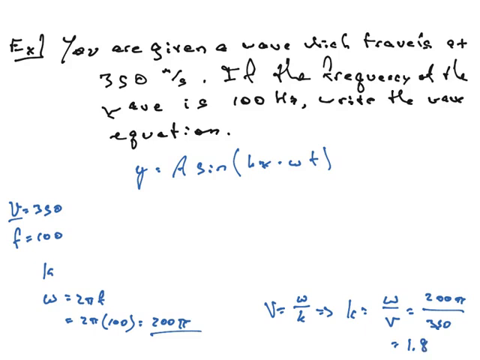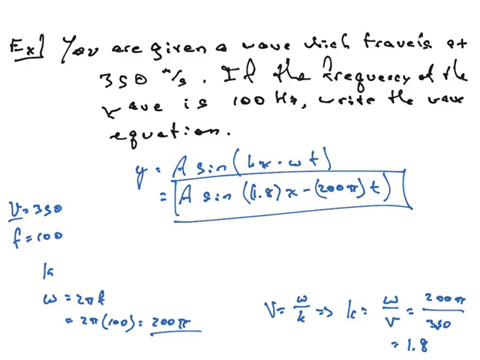All right, so now I know k is 1.8, omega is 200 pi, so A sine(1.8 times x minus 200 pi times t). So very nice. These questions are not all that complicated as long as you're aware of number one, what the characteristics are, and number two, how they relate to each other. How does k relate to lambda? How does frequency relate to omega? How does velocity relate to those two things?